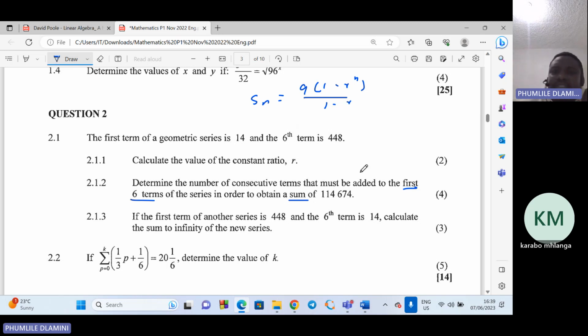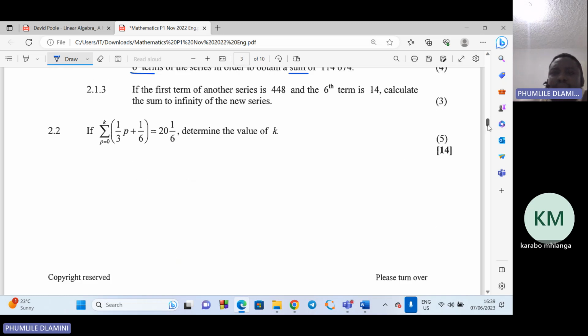114 674. So the first thing you're going to do, in order for you to know how many numbers should be added, is to first calculate S6. When you calculate S6, you say our a was 2, in brackets 1 minus our r, which is 2, to the power 6, over 1 minus 2.